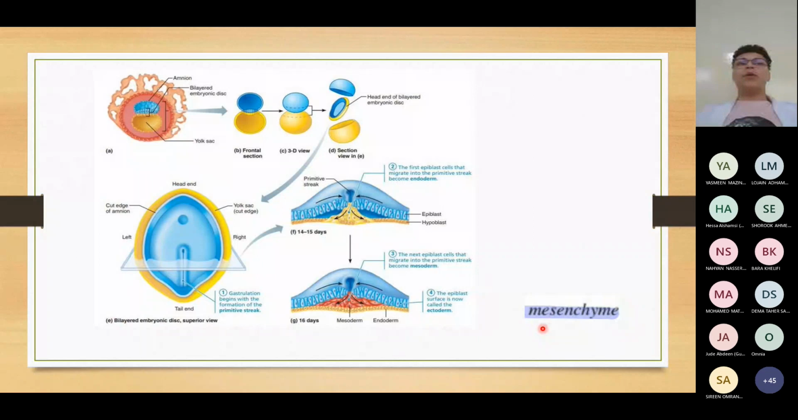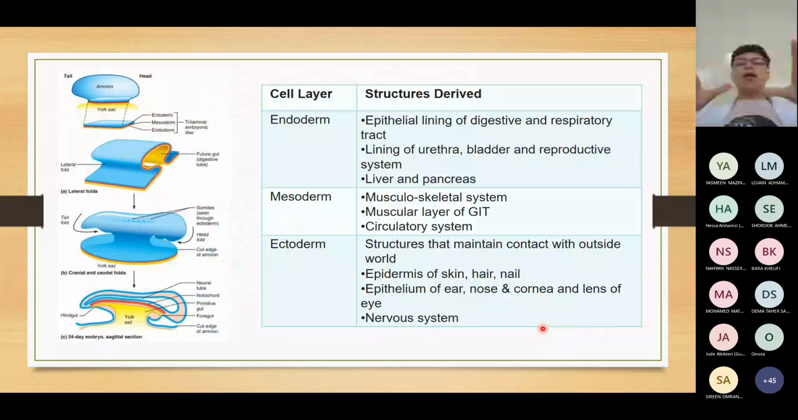Organogenesis, what do we mean by organogenesis? Genesis means the making, the formation. Okay, so now let's start to understand what these cell layers do. Endoderm. From the endoderm, basically the linings of all the organs happen from the endoderm because it's the inside layer, right? It's for the inside layer, the epithelial lining of digestive, respiratory, the reproductive tract.